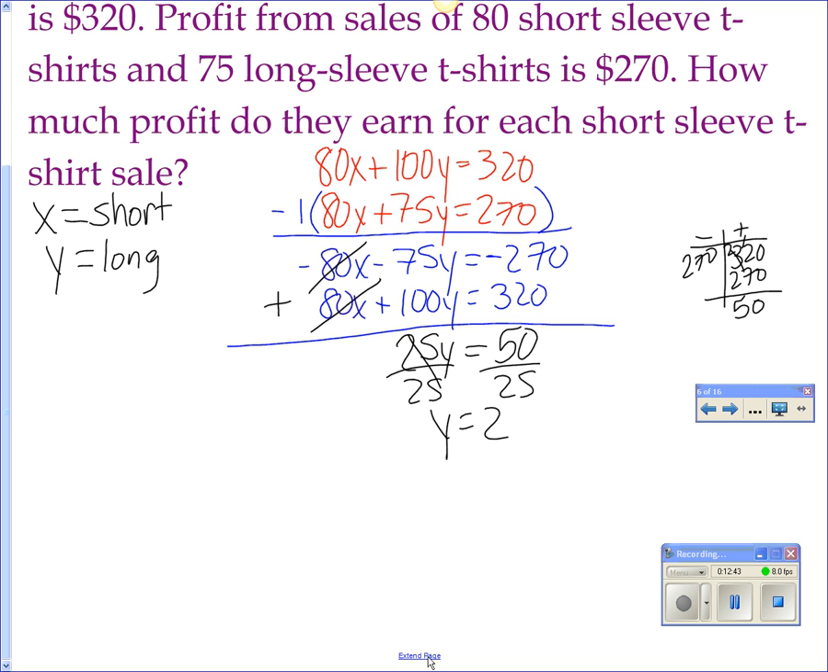All right, so 2, that's for Y. Elijah, is Y short or long? Long, so a long sleeve t-shirt, well, the profit they get is $2, so that's how much they're making off of it. What's the question asking? Oh, for short sleeve, so we got to go back. You want to do the top one or the bottom one?